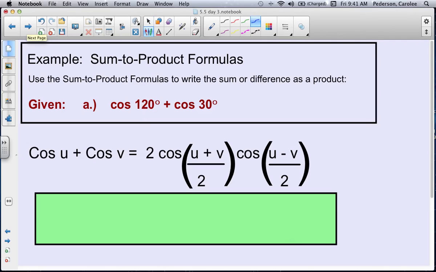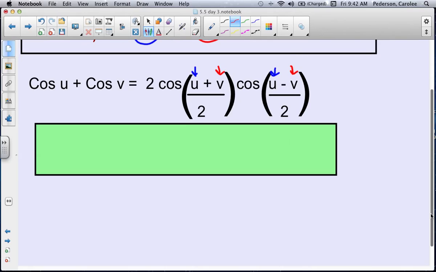So what's my U value? 120 degrees. So that's going to go right here and right there in my formula. What's my V then? What's the V value? 30. So now we just substitute 30 into the V's place. And then the rest is just simplifying it. Pretty easy simplification too. So it's going to be a lot easier than what you might see with the double angles and the half angles that we worked with.